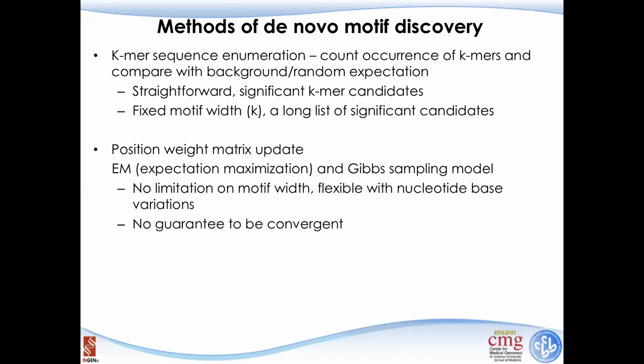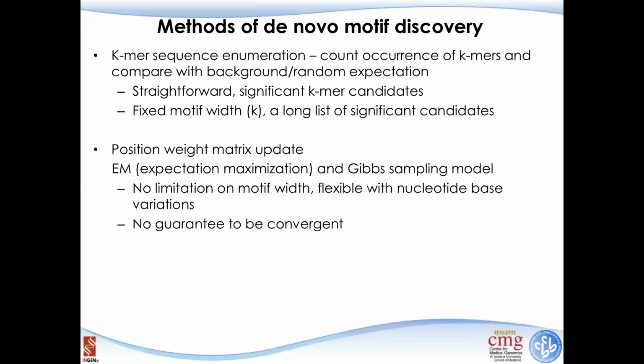In general, maybe two classes of methods to do that. The first one is what we call k-mer sequence enumeration. So we use k-mers. For example, if I want to see a motif with a length of 6 nucleotides, which one can be significantly enriched in the sequences I found.